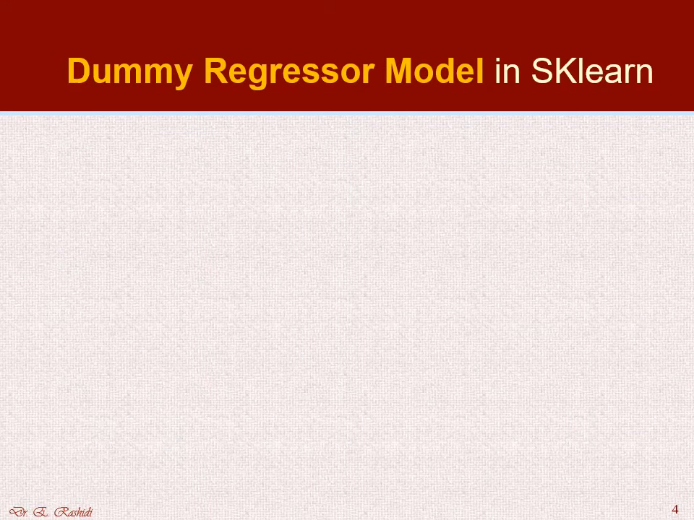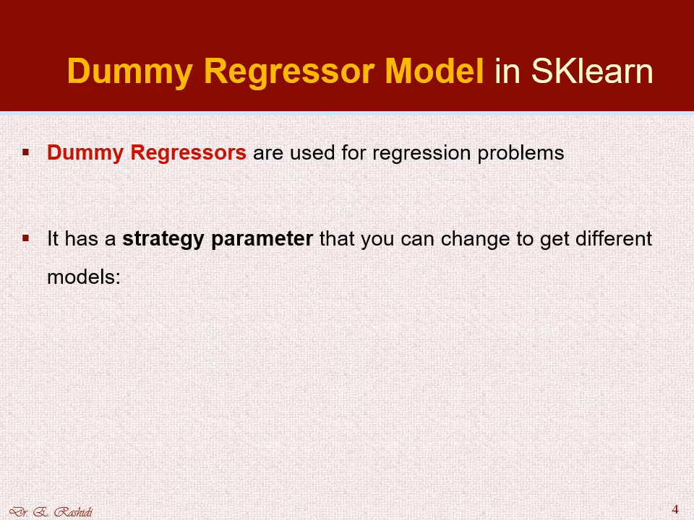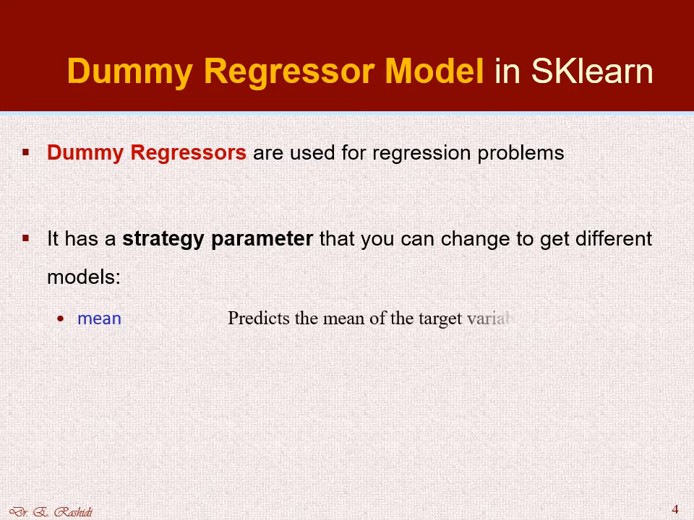Dummy regressor model in Scikit-Learn. Similar to what we had for classification problems, Scikit-Learn has a dummy model for regression problems, which is called a dummy regressor. Dummy regressors are used for regression problems. Similar to the dummy classification models, they have the strategy parameter that you can set to get different models. For example, you can set it to mean, the average, which is going to make the model predict the average of the target variable in the training set.